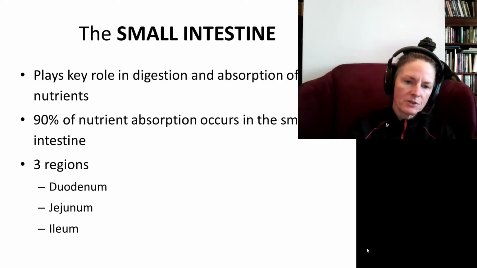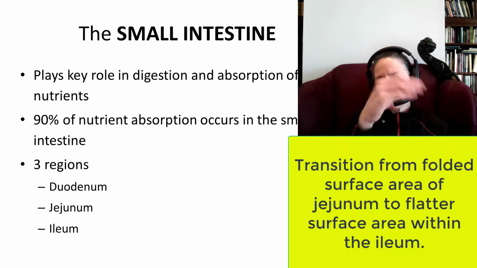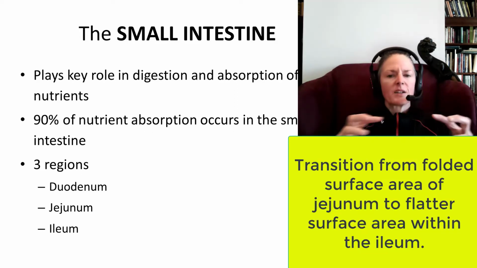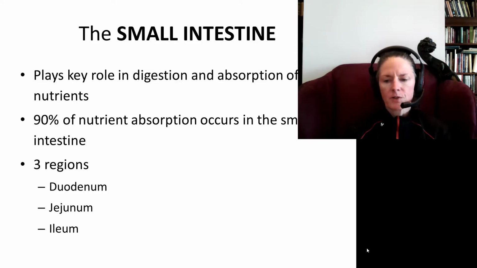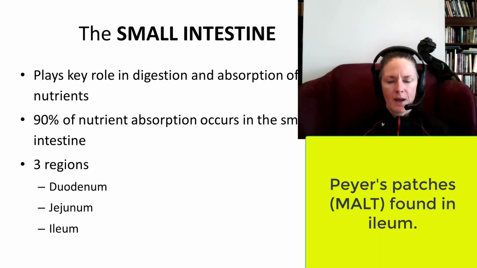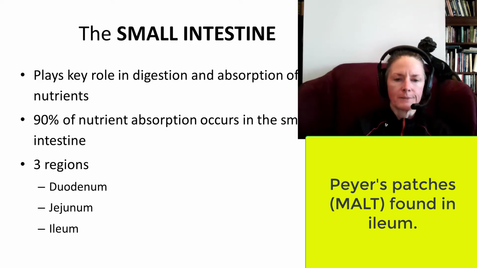And the last section is called the ileum, and the ileum is where this highly increased surface area is going to begin to flatten out a little bit. We're not going to absorb anywhere near the number of nutrients that we did in the jejunum. We'll still see some absorption of things such as vitamin B12, for example. But what we will see is some mucosa-associated lymphatic tissue called Peyer's patches. So some of that MALT tissue will be found in the ileum.